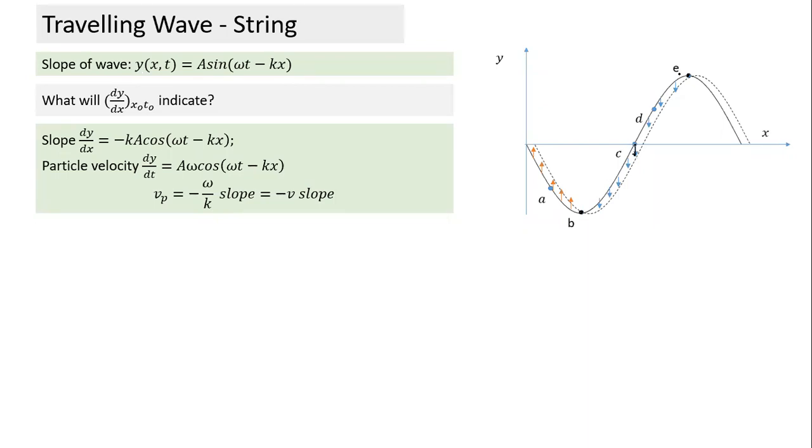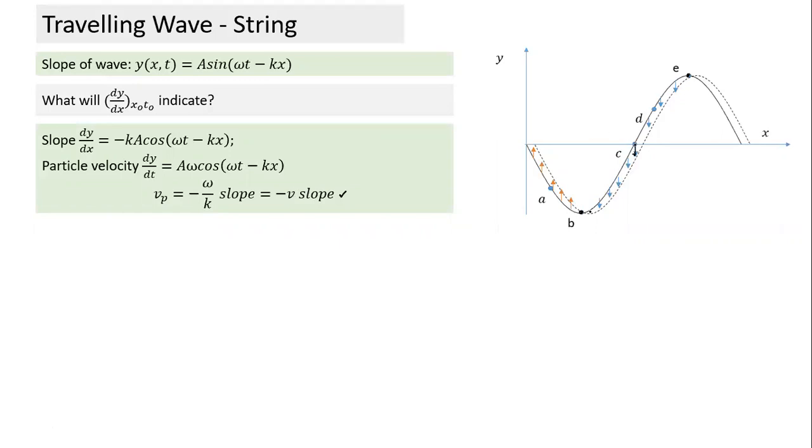Among all the particles between B and E, based on this equation, which particle will have maximum velocity? All the particles on the string between points B and E have negative velocity at this instance. They are moving downwards. But when they move downwards, which one will have maximum particle velocity? Particle velocity will be maximum where the slope is maximum, because the wave velocity is fixed. So at which point is the slope maximum here?